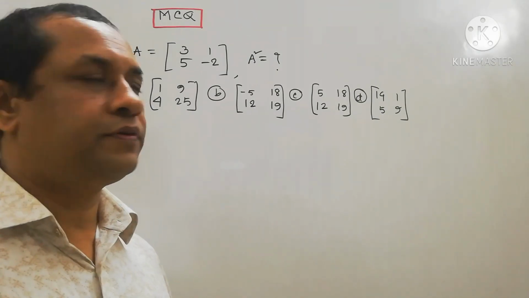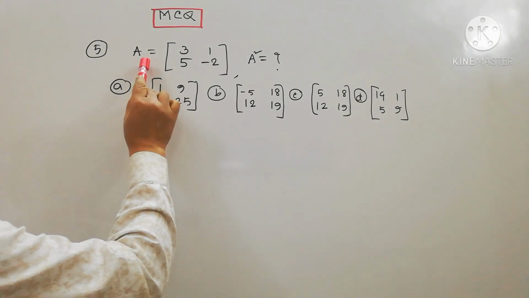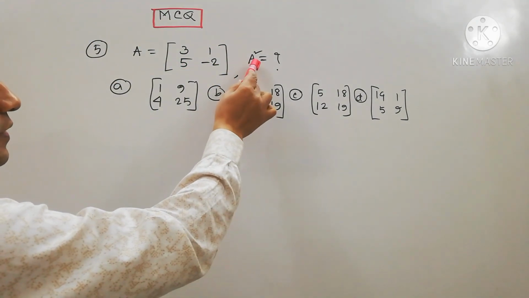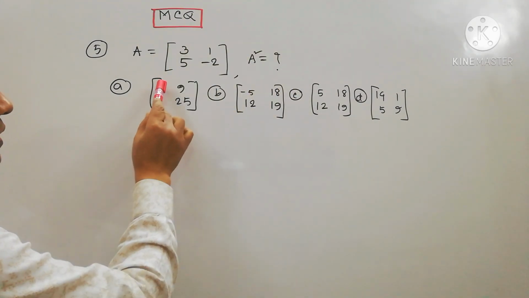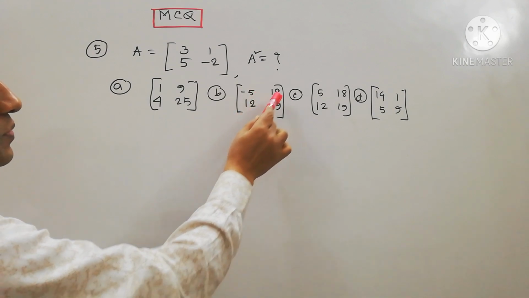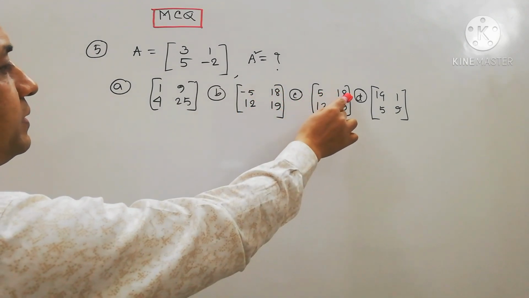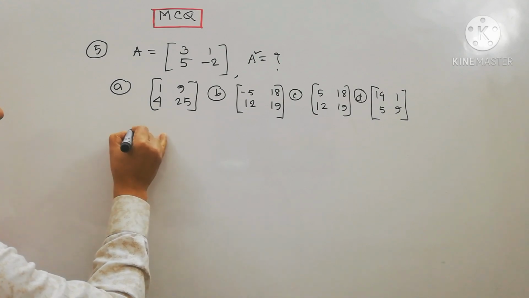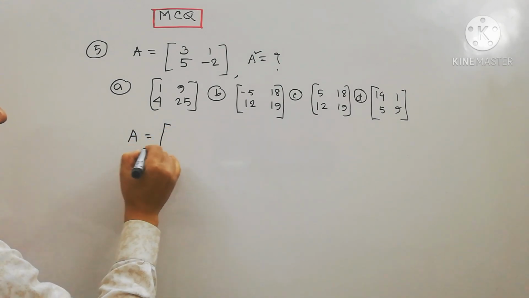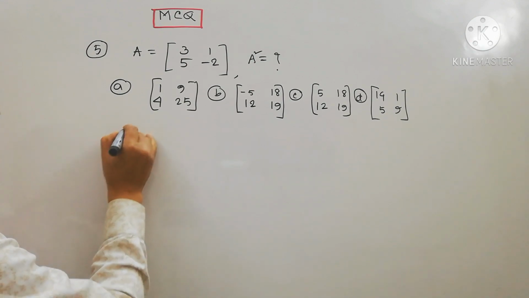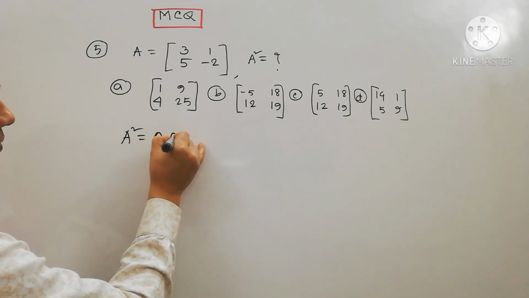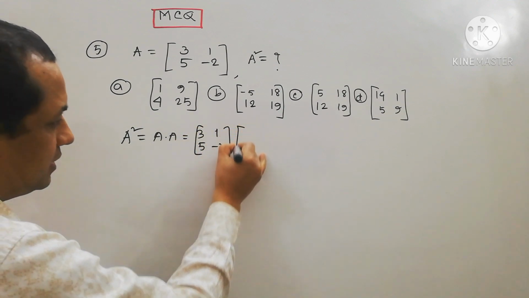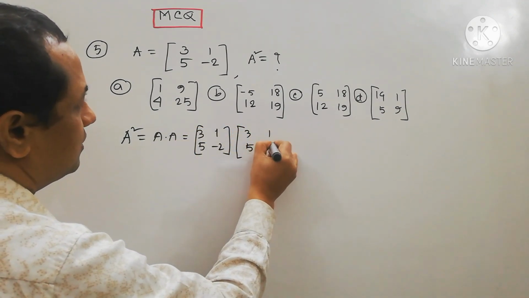Student, question number 5. Here given matrix A equals 3, 5 and 1, minus 2. Then find A square. Option A is 1, 4, 9, 25. B is minus 5, 12, 18, 19. C is 5, 12, 18, 19. And D is 14, 5, 1, 9. So look at the board, student. Attention here. Given A, A square equals A into A, which means 3, 5 and 1, minus 2. Now again A is 3, 5 and 1, minus 2.